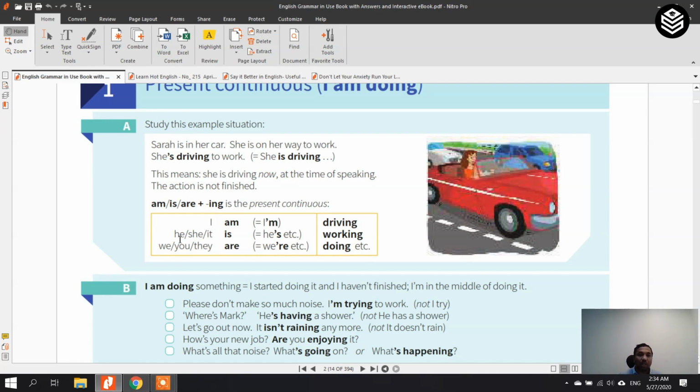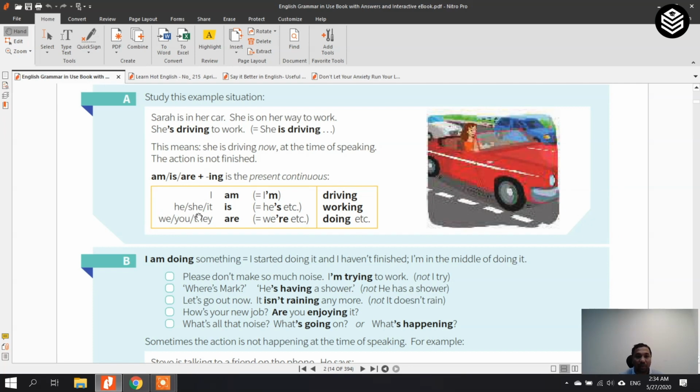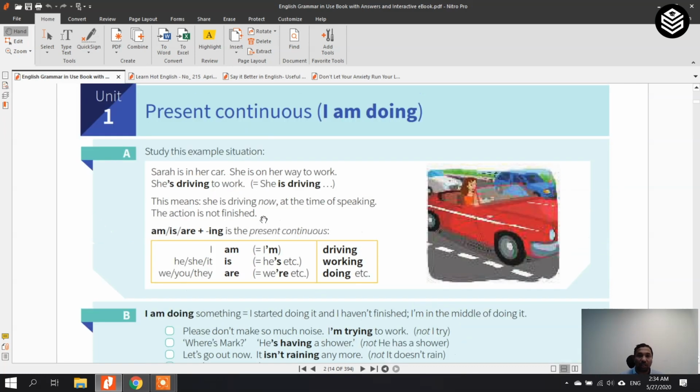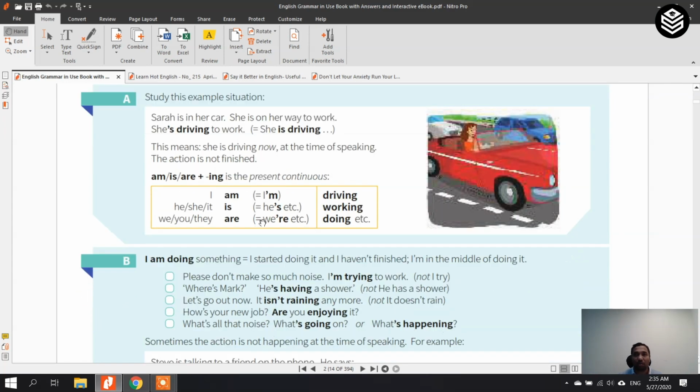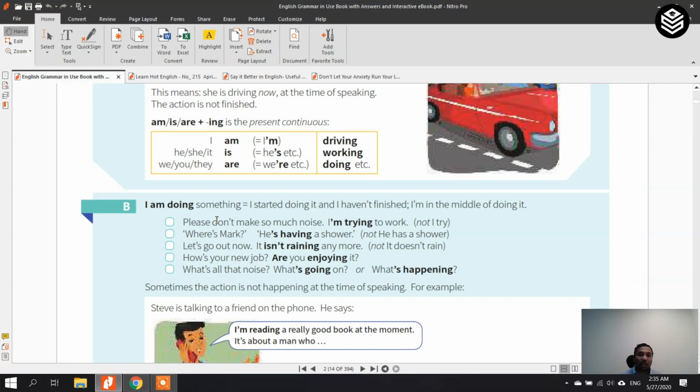Okay. If this is he, she, it, he is working. She is working. Okay. If it is we, you, they, we are going to use 'are'. We are doing that job. You are working hard. They are playing cricket. So this 'ing' is present continuous, because you usually use it for something happening at the time of speaking. For example, they have given some examples.